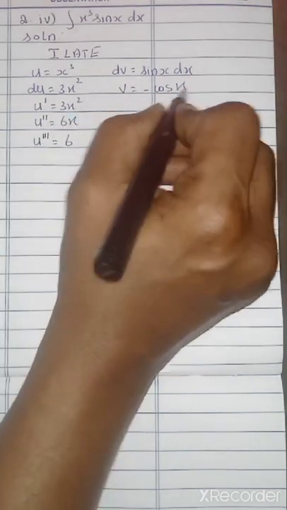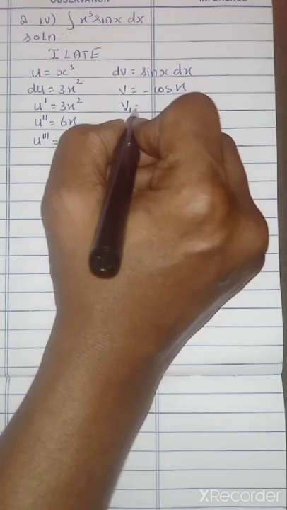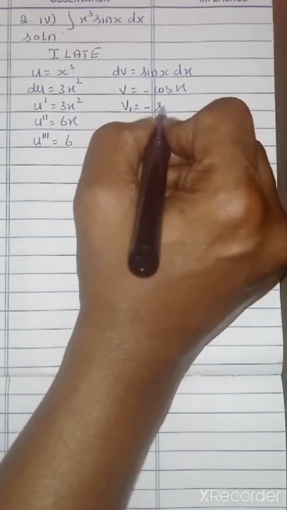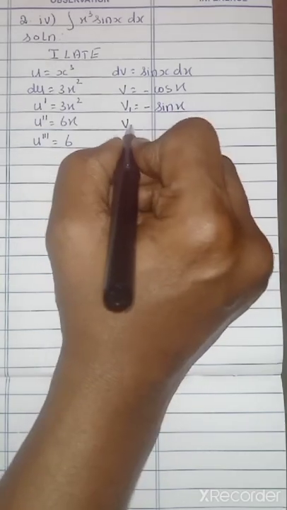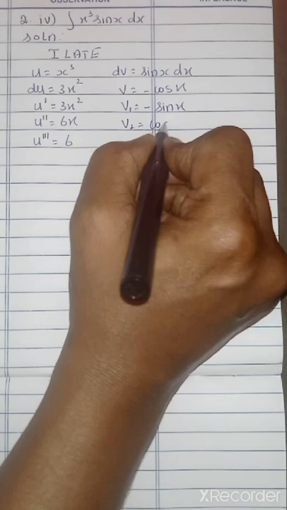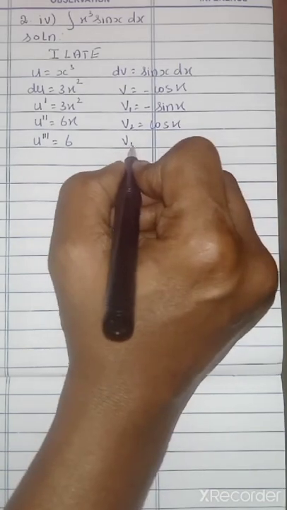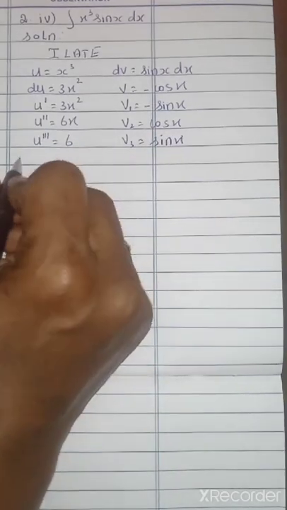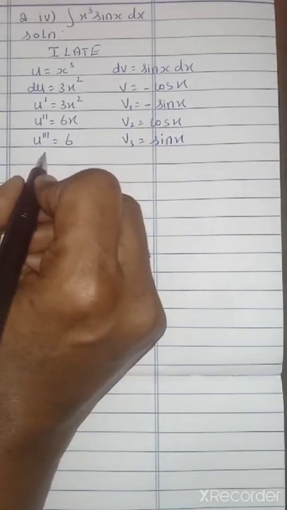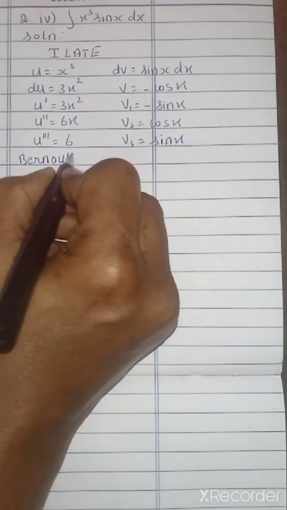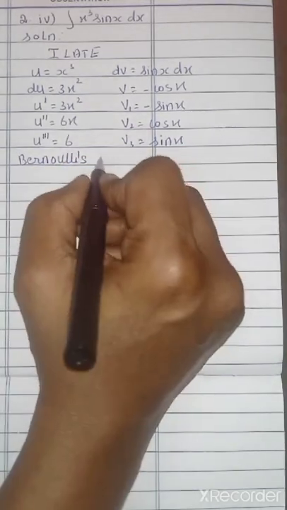Similarly, v equals minus cos x. v1 equals, if you integrate this, you will get cos x. Integrating sin x again gives minus cos x, so minus minus will become plus. v3, integrating cos x, you will get sin x. And this one we are using is Bernoulli's formula.